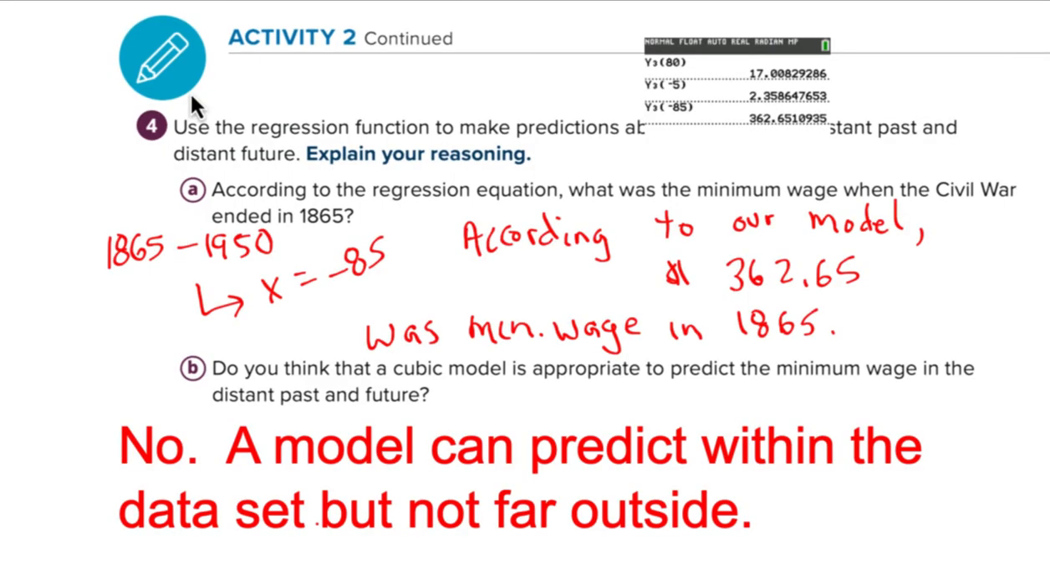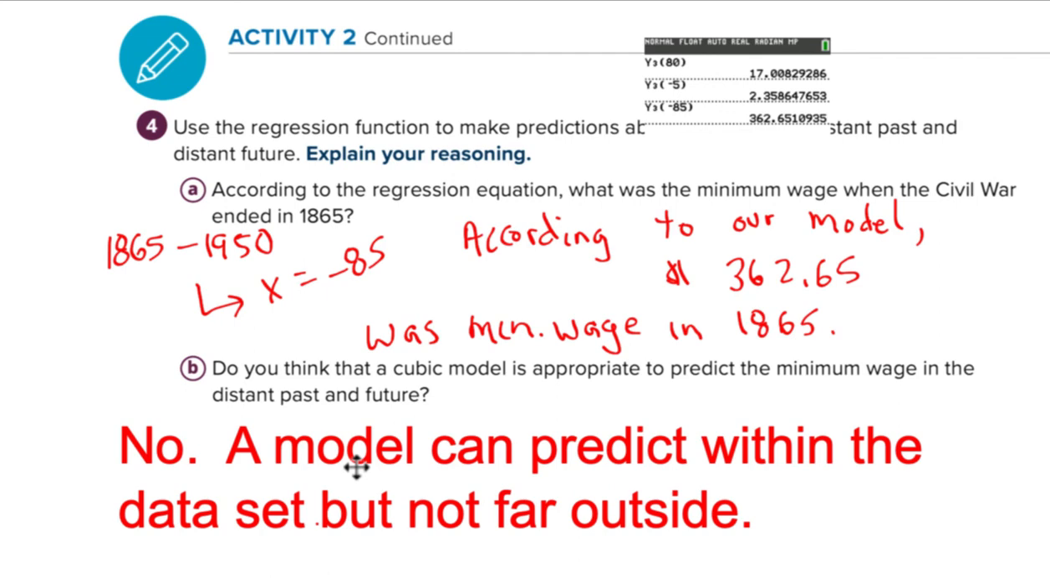Okay, so here's what I get. For 1865, that would be -85, right? That's not anywhere near our data set. So it tells us it's $362. So that doesn't work, right? So do you think a cubic model, which remember we had a quartic, but do you think a cubic model is appropriate? No, a model can predict within the data set, but not far outside of the data set.